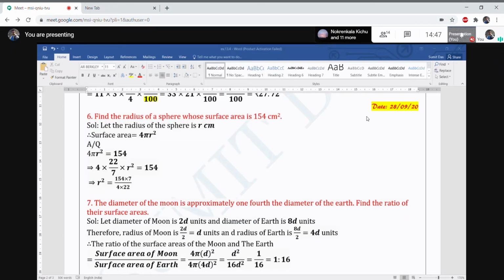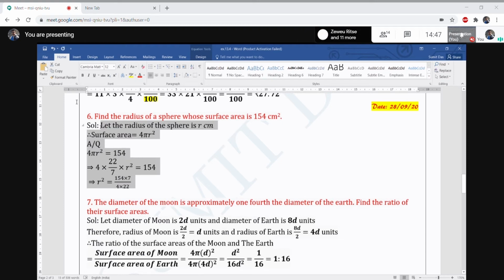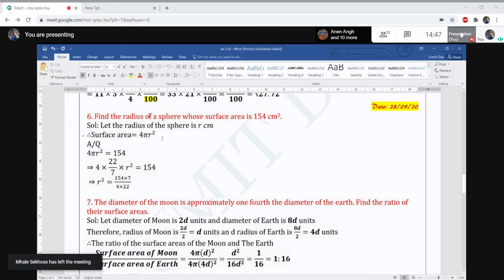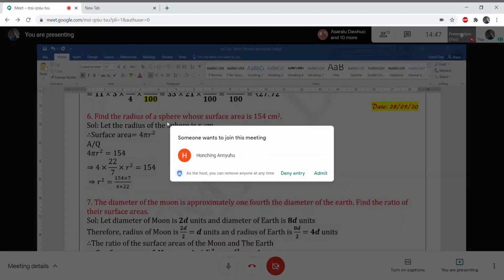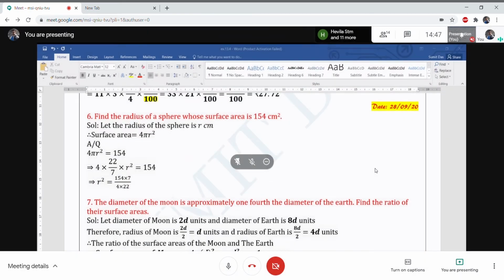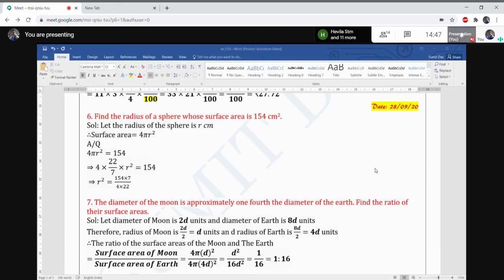We have to find the radius of a sphere whose surface area is 154 centimeter square. So we'll take the radius of the sphere as r. As per this, we know the surface area formula is 4 pi r square. So as per the question, 4 pi r square equals 154, because it says the surface area is 154 centimeters square.